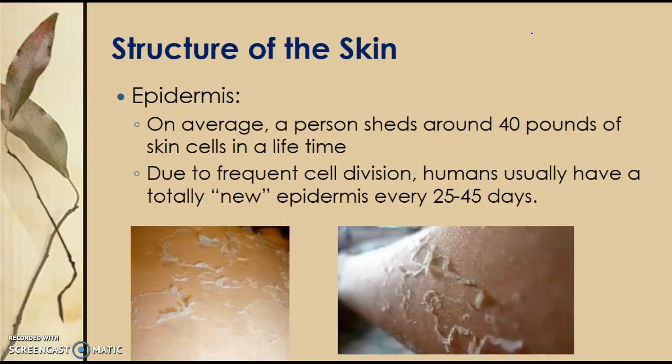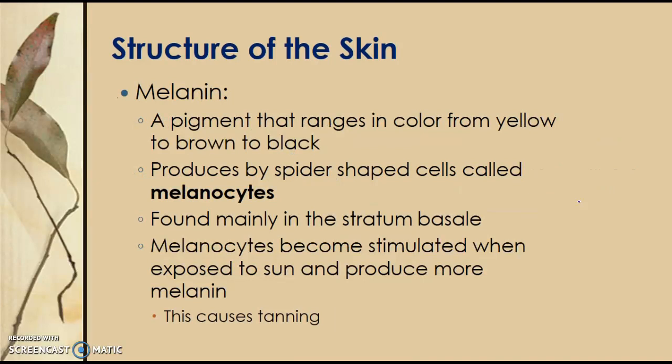So just some fun facts. On average, in your lifetime, you're going to shed about 40 pounds of the epidermis, which is just crazy to think about. And really, you have a new epidermis every 25 to 45 days, because we talked about how cells from the stratum basale get pushed up into the stratum corneum. So every 25 to 45 days, you're shedding off cells from the stratum corneum that originated in the stratum basale.